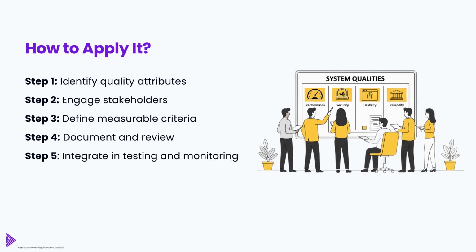Document those NFRs clearly and review them with the team so everyone agrees on the targets. Finally, use the NFRs during testing and monitoring. Make them part of acceptance criteria and ongoing operational checks. When non-functional requirements are explicit and measurable, the system is easier to build, test, and support, and users get a solution that actually performs.